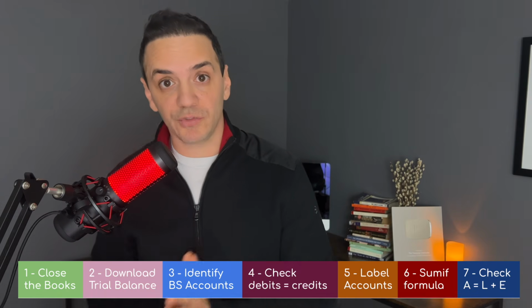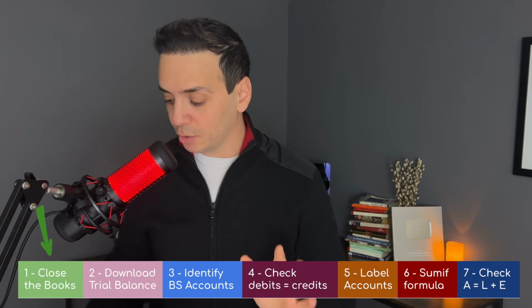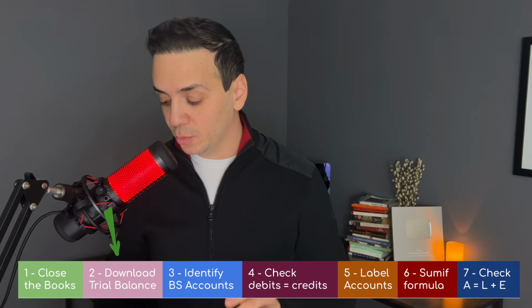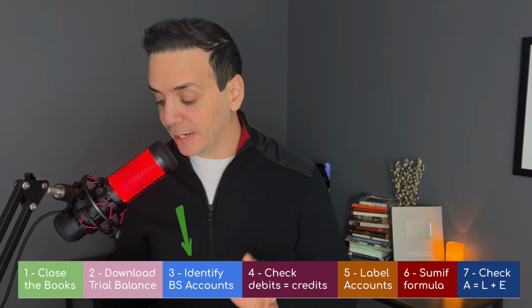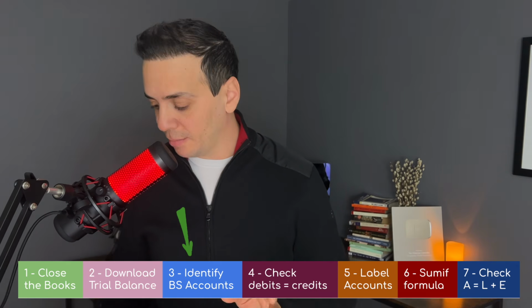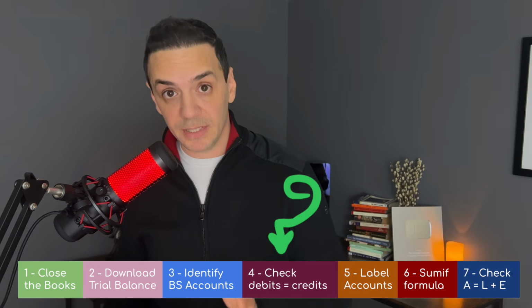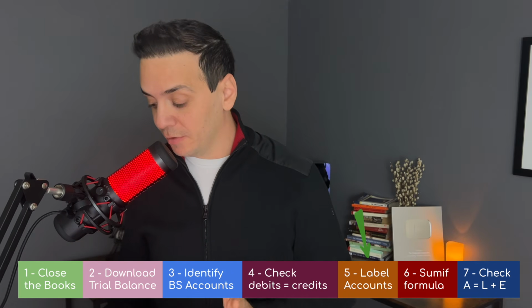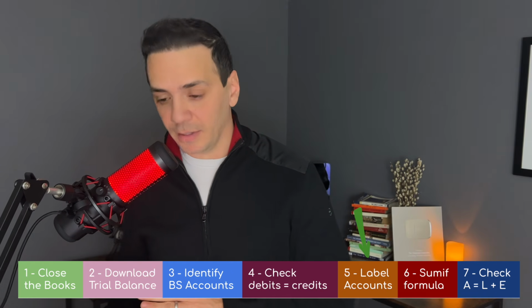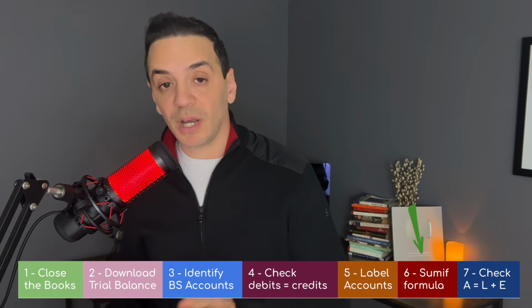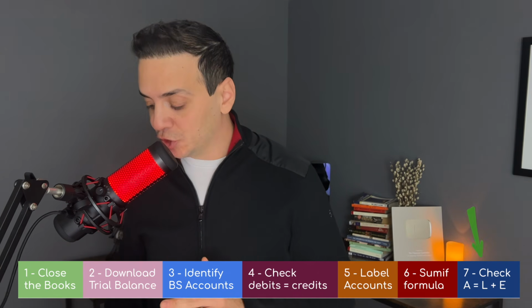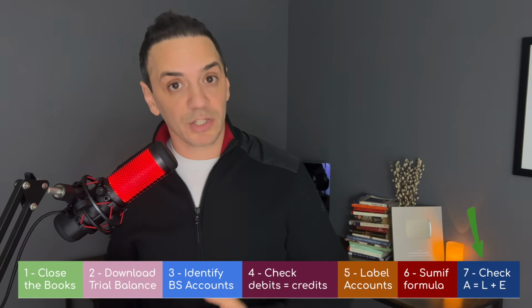So we're going to be following 7 easy steps to create the balance sheet from the trial balance. Number 1 is to close the financial books and records. 2, download the trial balance. 3, identify the balance sheet accounts on the trial balance. 4, check that the debits equal the credits. 5, label the accounts on the trial balance. And then 6, use the SUMIF formula. 7, check that your assets equal liabilities plus owner's equity.